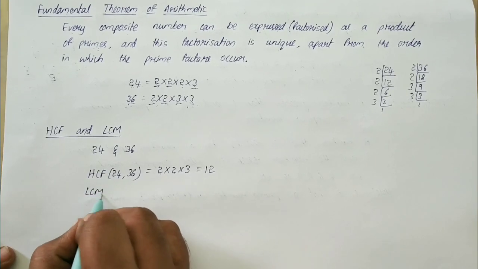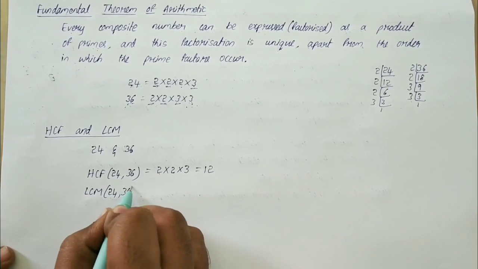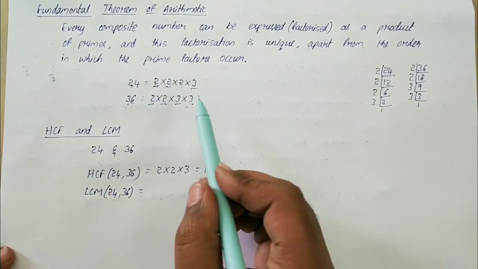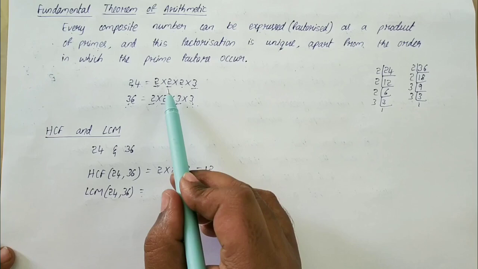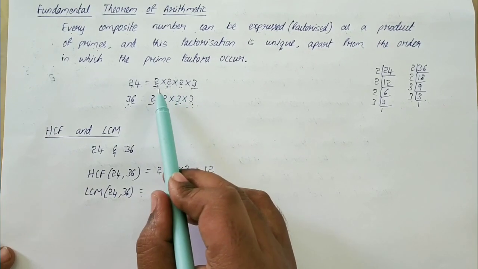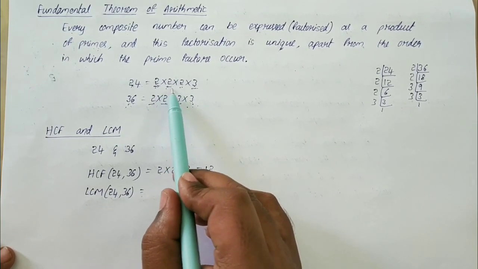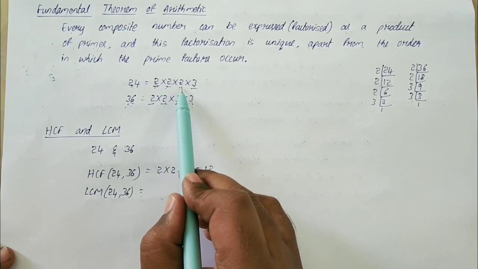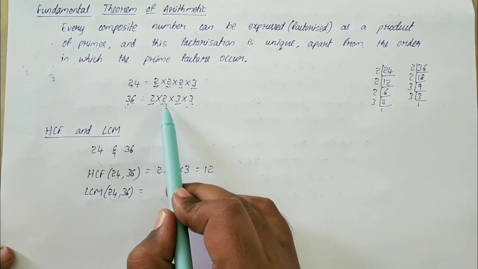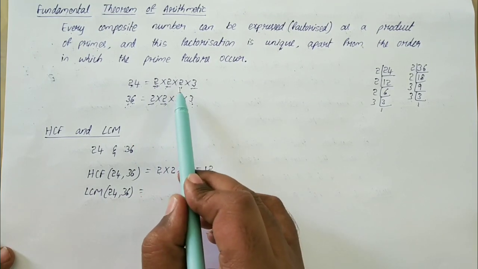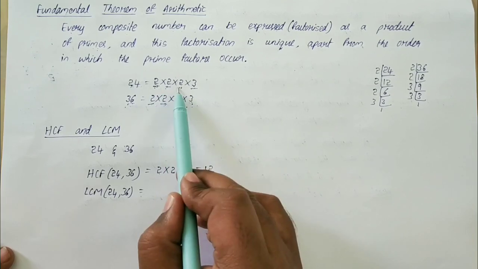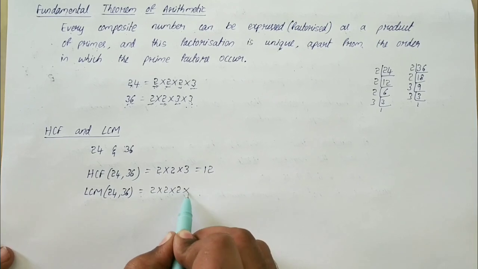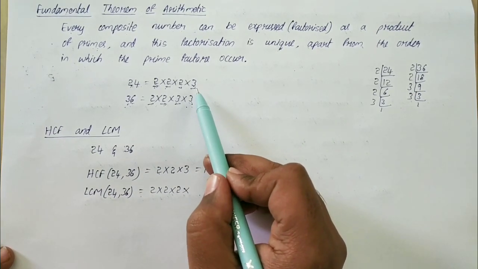So then LCM of 24 and 36. LCM means least common multiple. That means the maximum number of times the factors are repeated, that we have to write. So here see, in 24 the 2 is repeated 3 times, but in 36 the 2 is repeated 2 times, right? So the maximum number of 2s is here. So we have to take this one, 2 into 2 into 2 into 3 here.